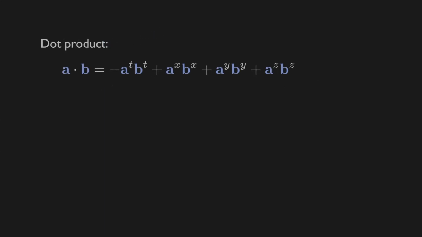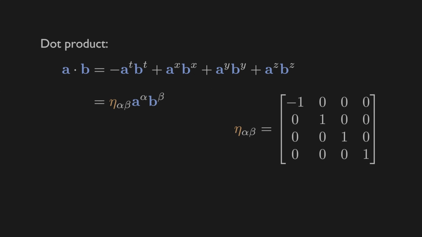Finally, we can define a dot product for 4 vectors. It is similar to the dot product of 3D vectors, however the sign of the term with the time components is negative. It can be written in a neat way like this, where eta alpha beta is this 4x4 matrix. In the context of relativity, it is called a metric. This notation is called the summation convention, where repeated upper and lower indices are meant to be summed over, so like this, but without writing the summation signs. I will consistently write matrices as orange symbols with 2 lower integers.